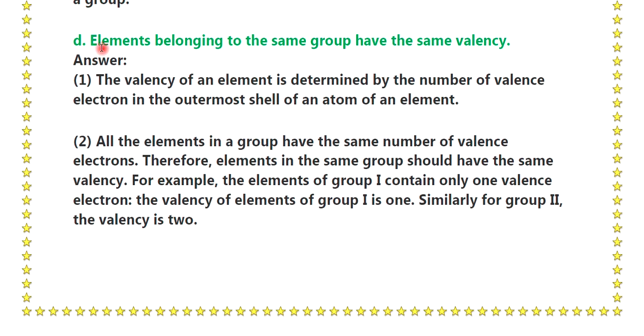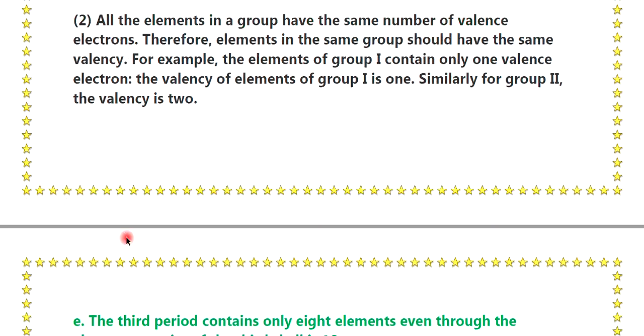Question number D. Elements belonging to the same group have the same valency. Answer. The valency of an element is determined by the number of valence electrons in the outermost shell of an atom of the element. Second point. All the elements in a group have the same number of valence electrons. Therefore, the elements in the same group have the same valency. For example, the elements of group first contain only one valence electron. The valency of the elements of group first is 1. Similarly, for group second the valency is 2.